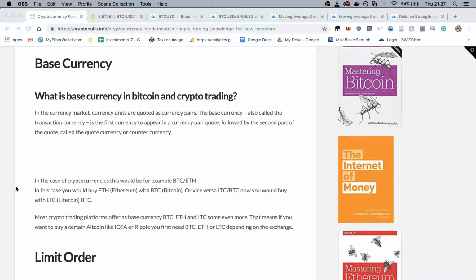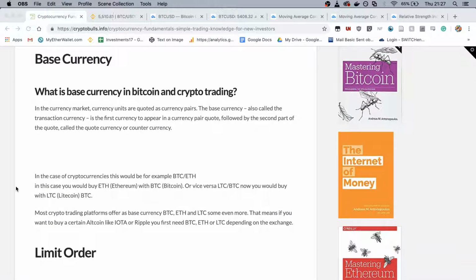So base currency, this is actually quite easy. When you trade, you want to buy, you've got one currency or cryptocurrency that is stacked against another, like a trading pair. You can compare it with Swiss francs and USD. If the base currency would be Swiss francs, that means all the other currencies are traded against Swiss francs. And the most common base currencies in the cryptocurrency space are Bitcoin and Ethereum.